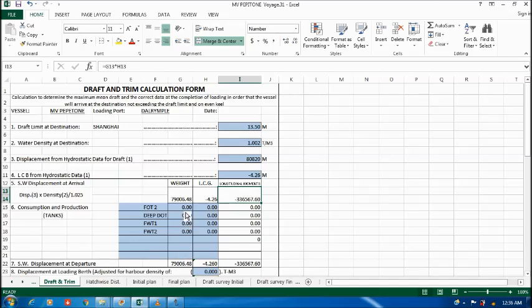Okay, and now we're going to put our consumption on each tank. In this voyage, we're going to use the fuel oil tank number 2, deep tank, and freshwater port and starboard side 1 and 2 tank. We're going to put here 540 tons, 60 tons for diesel oil, and 30 tons each for our freshwater tanks, for a total of 660 tons total consumption.